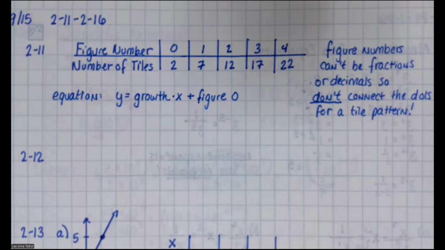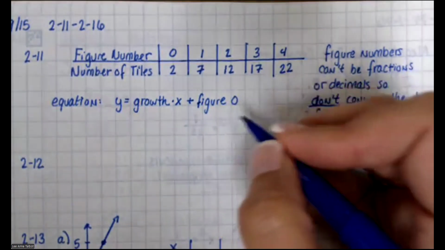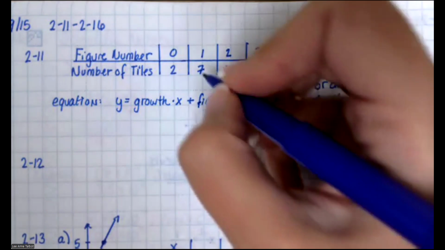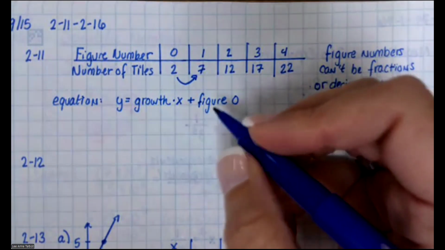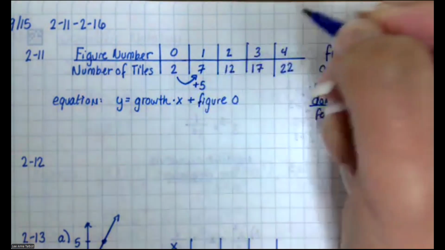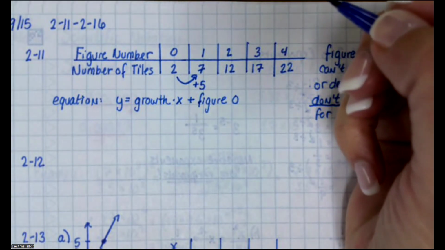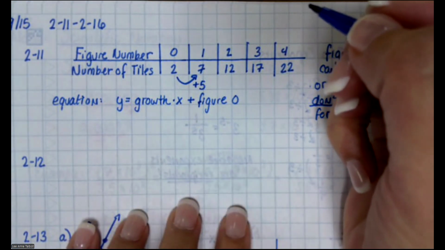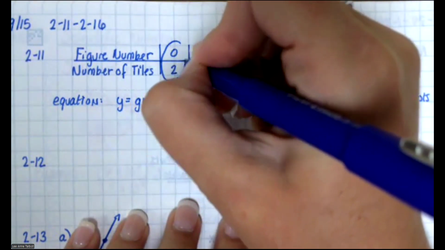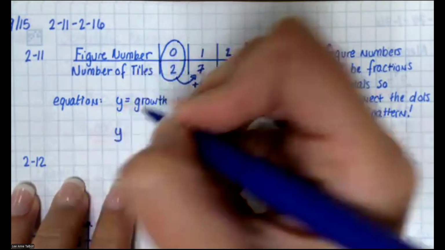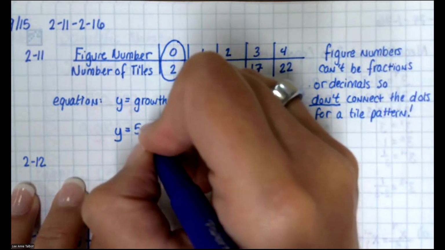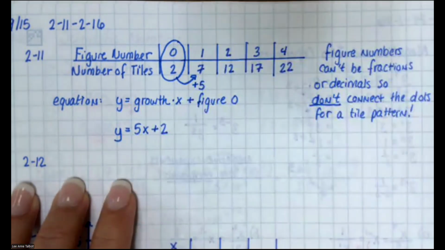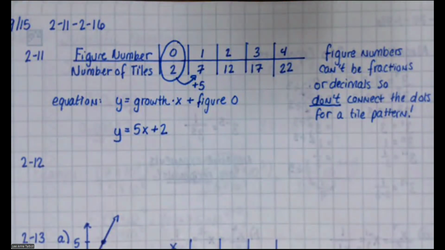Okay, what is the growth in my pattern here? How much is it going up by? 5. And how many tiles are in figure 0? 2. My equation is y equals 5x plus 2.